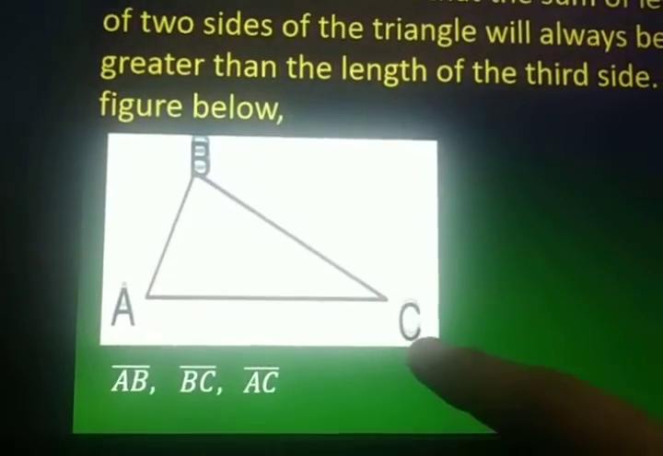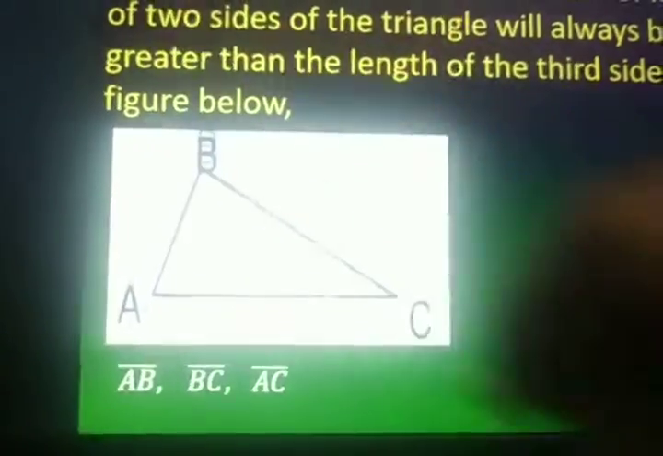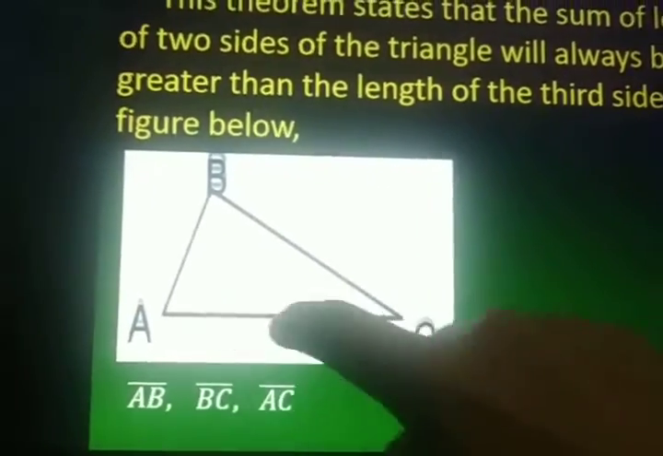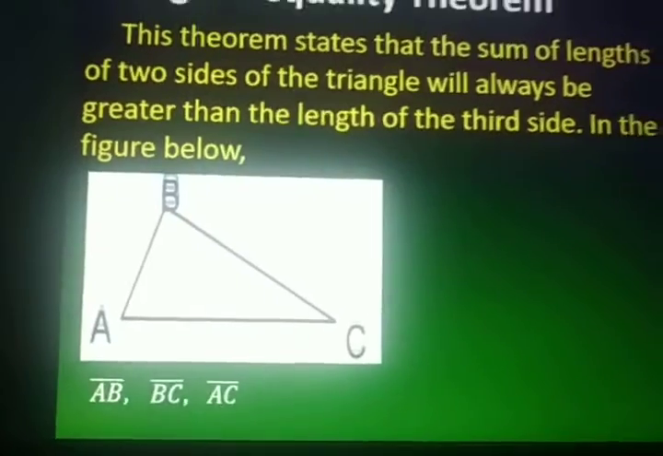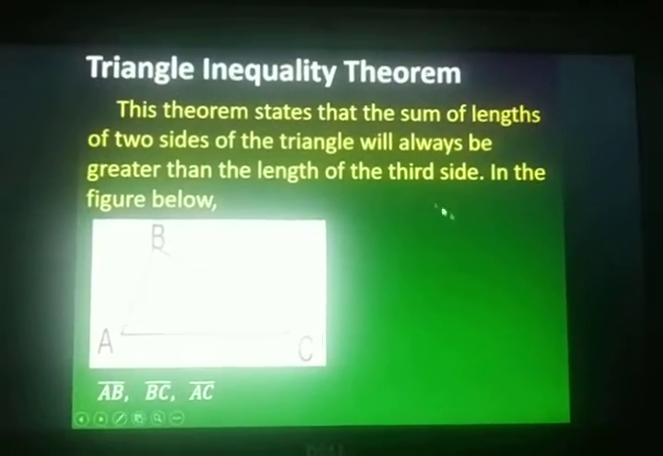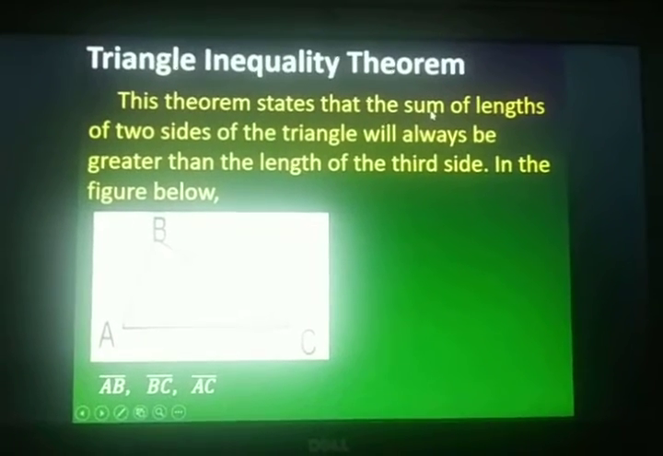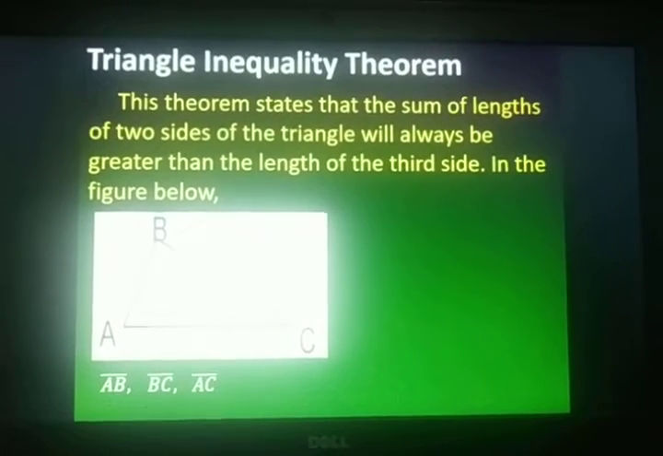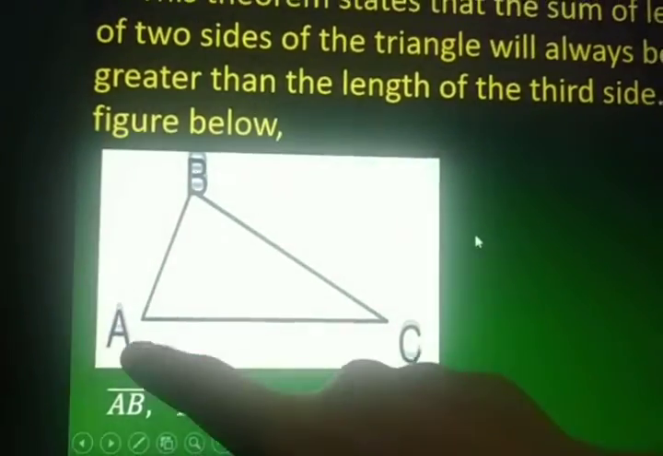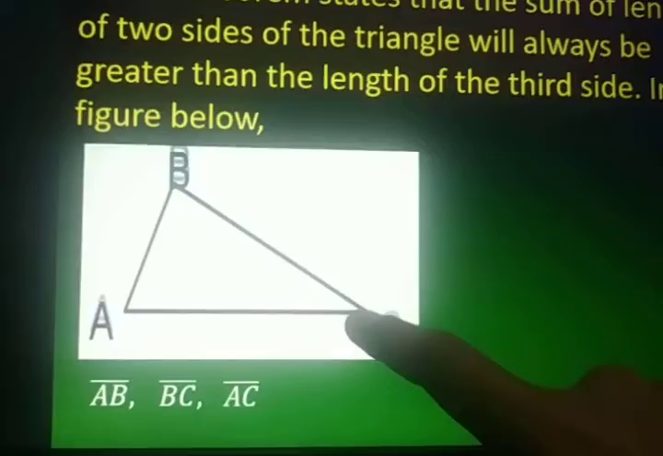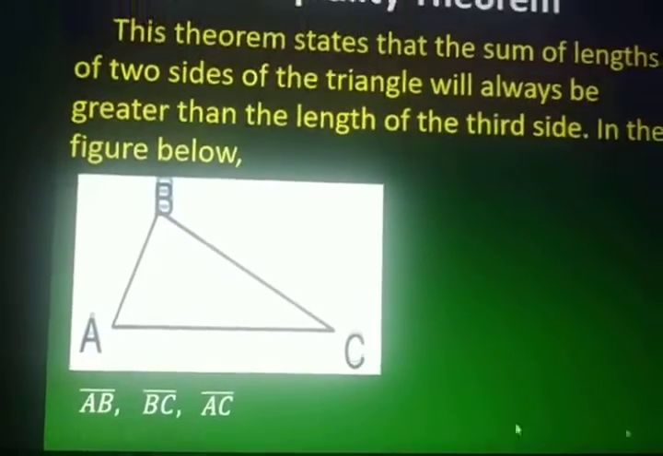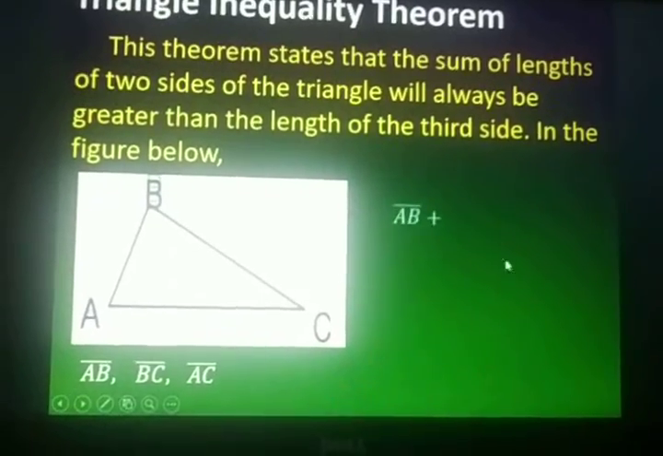Class, they can be interchanged. It can be BA or AB, it is the same. BC or CB, the same. AC or CA, still that. So, these are our sides. According to the definition, the sum, when we add two sides, will always be greater than the length of the third side. So, if we add two sides, it should still be greater compared to the remaining third side. So let's have these statements.